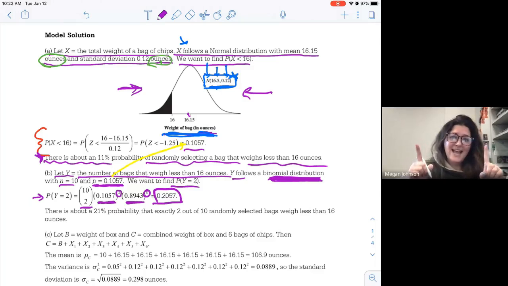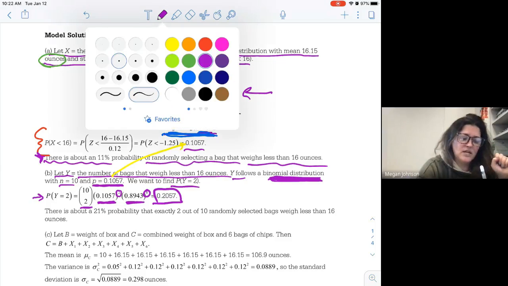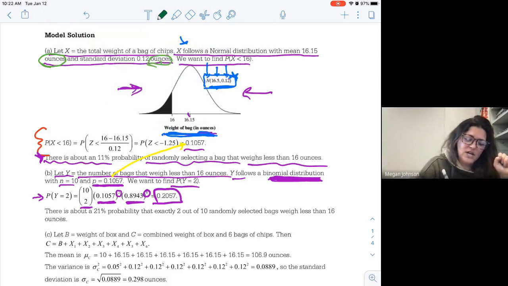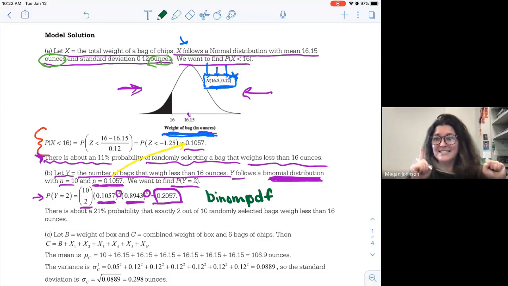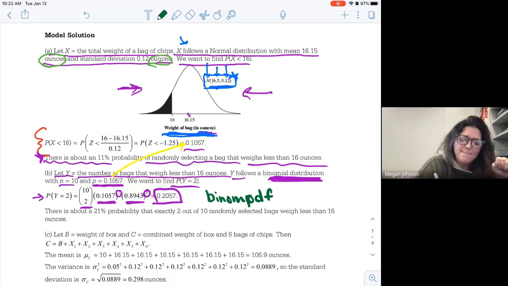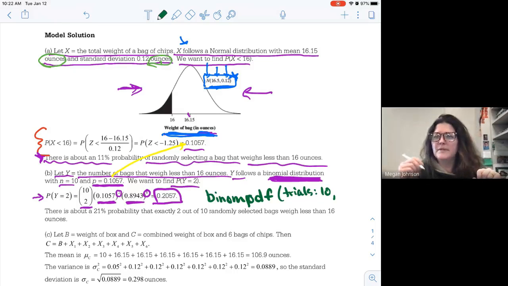Okay, once again, some of you may not use the formula. Some of you may plug it into your calculator. We talked about a way to plug it into your calculator. If you used binomial CDF, okay, no, sorry, in this case it's binomial PDF because it's exactly at 2. Sorry, it's not cumulative, it's exactly at 2. Make sure you label those. Trials, 10, etc. Successes, 2.